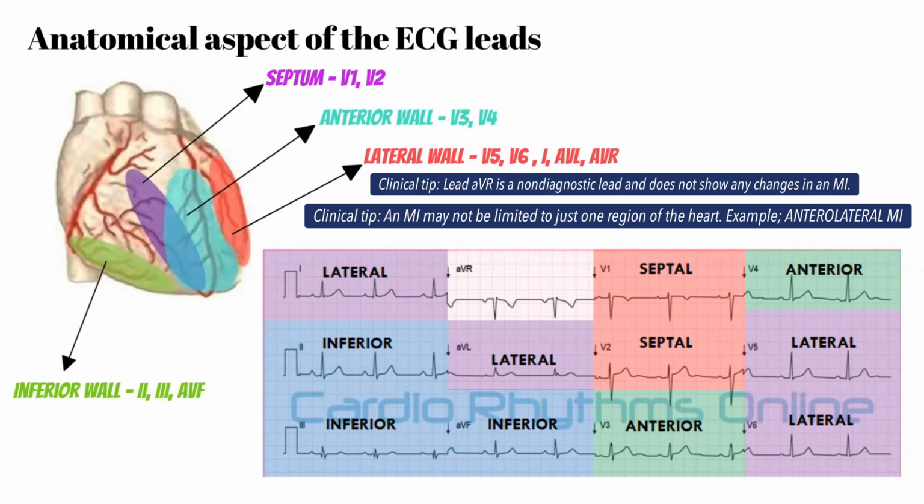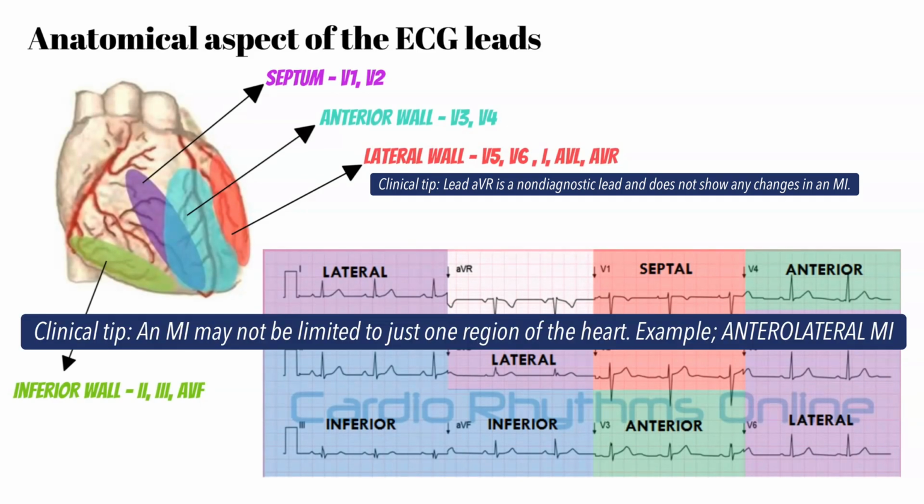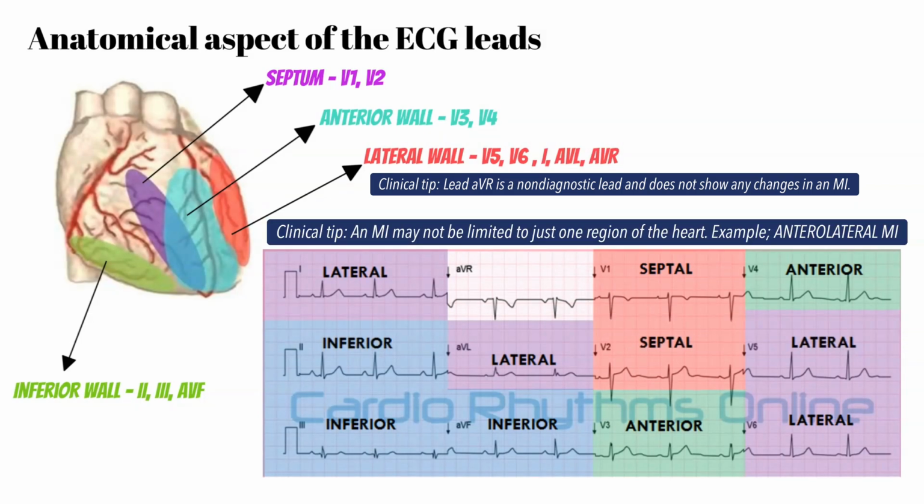Okay? An injury may not be limited to just one region of the heart. For example, anterolateral infarction. In this case, you can see changes in leads V3 and V4, which is the anterior wall, and also in leads 1, AVL, V5, and V6, which is the lateral wall.